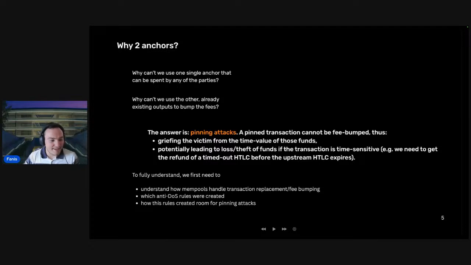Welcome, guys. But to really understand pinning attacks, there are a few things we need to understand, because I said that a pinned transaction is basically a transaction that cannot be fee bumped anymore. And to understand where this limitation comes from, we need to understand how mempools handle transaction replacement and fee bumping. And then which anti-DoS, so denial of service rules, were created in relation to the way mempools manage transactions and packages of transactions, and then how these rules created room for pinning attacks.